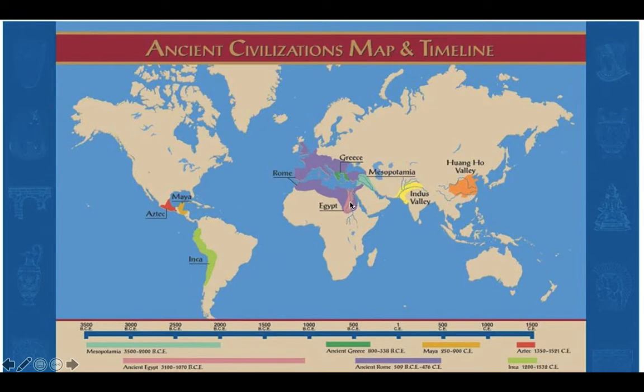So people moved here because the river was there and they could grow their crops and their animals. Oh yeah, I forgot to mention the Tigris and the Euphrates rivers here in Mesopotamia. And then I showed you about the Indus Valley, and this is near India.